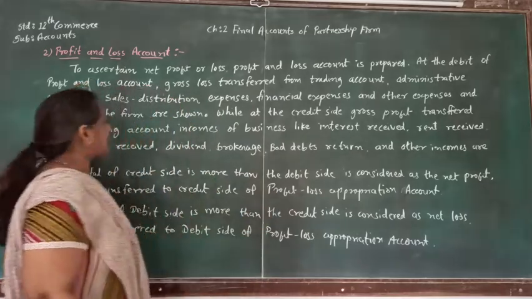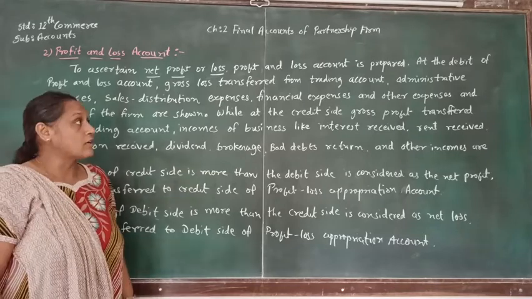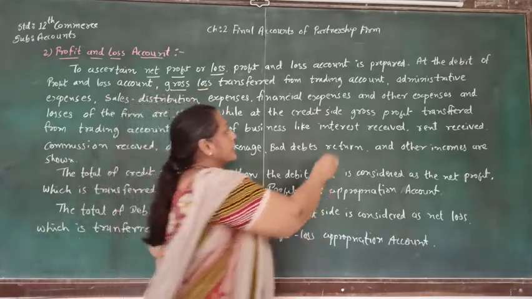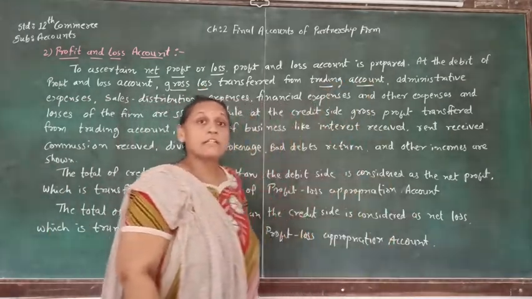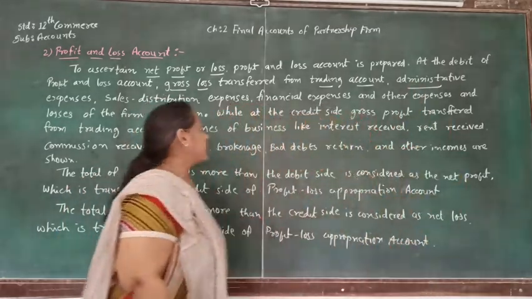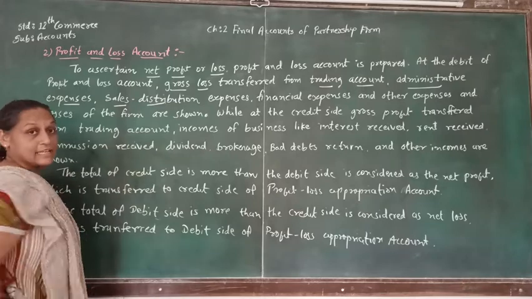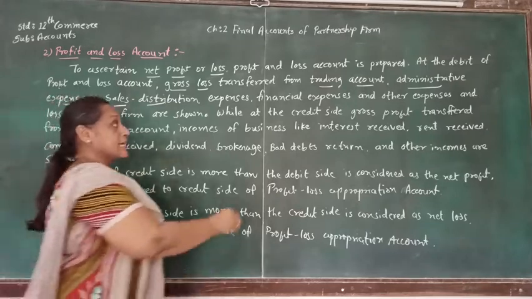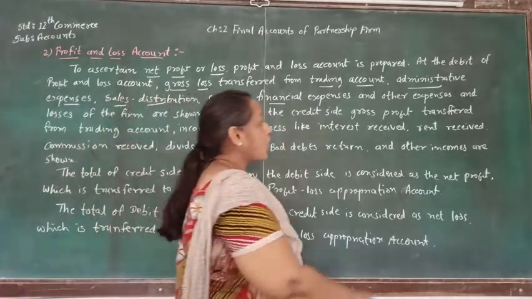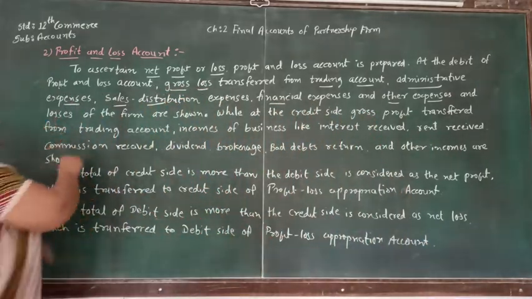So here, to ascertain net profit or net loss, we are preparing the profit and loss account. On the debit side, the gross loss transferred from the trading account will be written very first. Then all the expenses related to administration will be debited, and afterwards selling and distribution expenses, and then financial expenses are also debited. Lastly, all other expenses and losses will be debited to the profit and loss account.